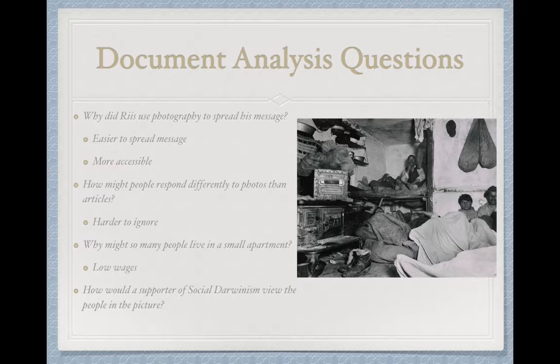How would a supporter of social Darwinism view the people in the picture? So think about social Darwinism, and they pretty much would tell these people, you need to work harder, that the rich deserve to be rich and the poor deserve to be poor because they just simply need to work harder. They're not taking advantage of what is out there.